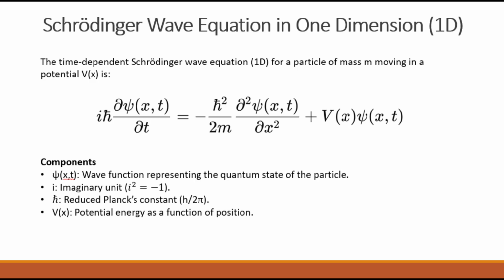Let's dive into the one-dimensional Schrödinger wave equation. This complex formula might look intimidating, but it's essentially a description of a particle's quantum state. The key components include the wave function psi, which represents the particle's quantum state, and V(x), which describes the potential energy. The imaginary unit i and reduced Planck's constant are crucial mathematical tools that help us navigate the quantum realm. This equation allows physicists to predict and understand the behavior of quantum particles in a simplified, one-dimensional scenario.